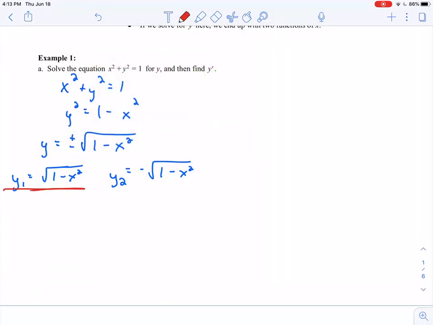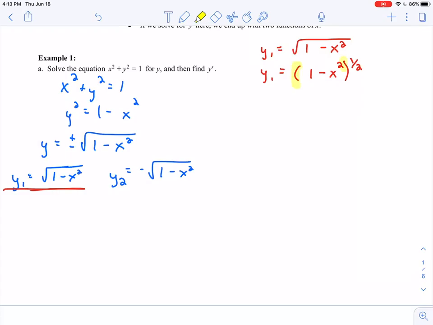So if I want the derivative of y1, I'm just going to rewrite my function up here. y1 is equal to square root of 1 minus x squared. I need to take the derivative, which means I probably should rewrite that square root. So this is really 1 minus x squared raised to the 1/2 power. So this is still y1. I haven't yet taken the derivative.